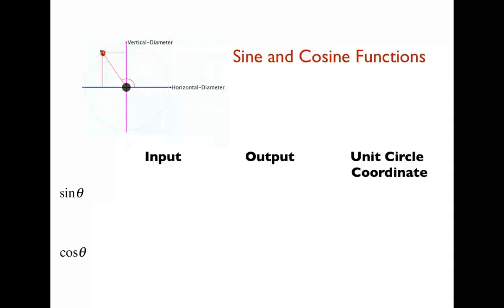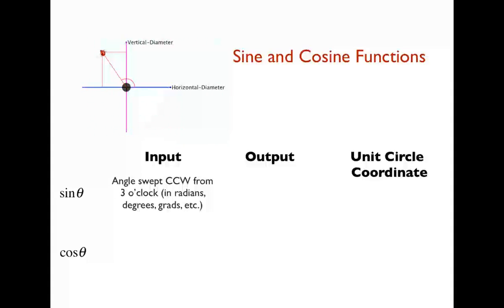Okay? So what's the input into sine? The input into sine is the angle swept counterclockwise from the 3 o'clock position on the circle. Okay? So it's an angle. It's swept counterclockwise starting at the 3 o'clock position. All those details are needed.